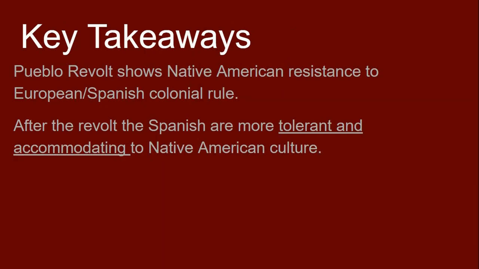Okay, so what are the key takeaways for APUSH? First, the Pueblo Revolt shows Native American resistance to European or Spanish colonial rule. And the other key point is that after the revolt, the Spanish are more tolerant and accommodating to Native American culture. Now, it is debatable as to why the Spanish are more tolerant. Did they truly have a change of heart about their cruel treatment of Native Americans, or was it more a practical and pragmatic reason of avoiding rebellion and chaos on their frontier regions?